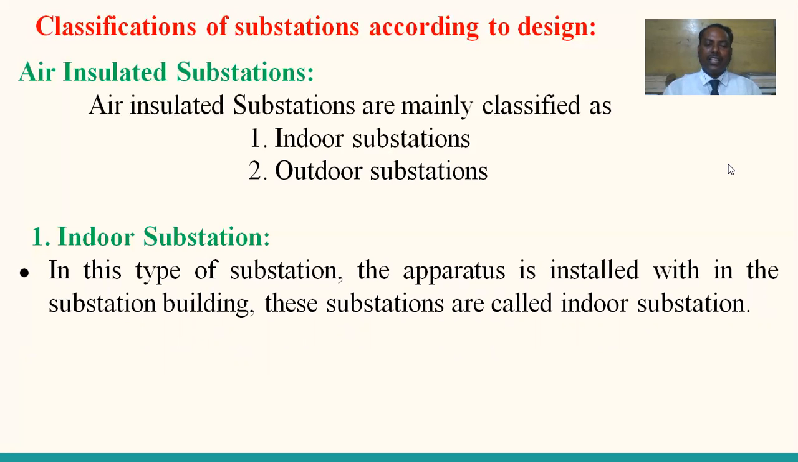In some specialized areas like the Himalayas, or a coastal belt, where the atmosphere is contaminated with moisture like snow, salt, the apparatus lifetime is reduced very fast. So as a result, all apparatus and equipments are protected with a building. This type of substation is known as the indoor substation.